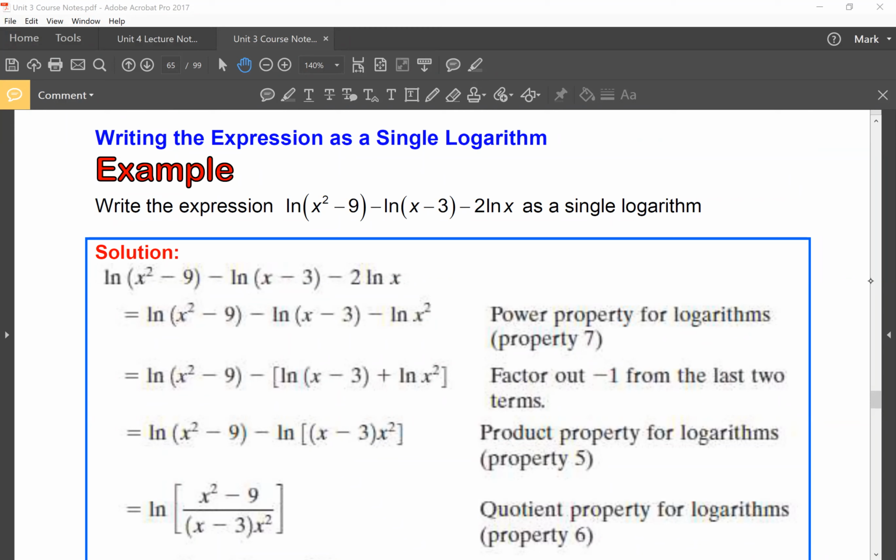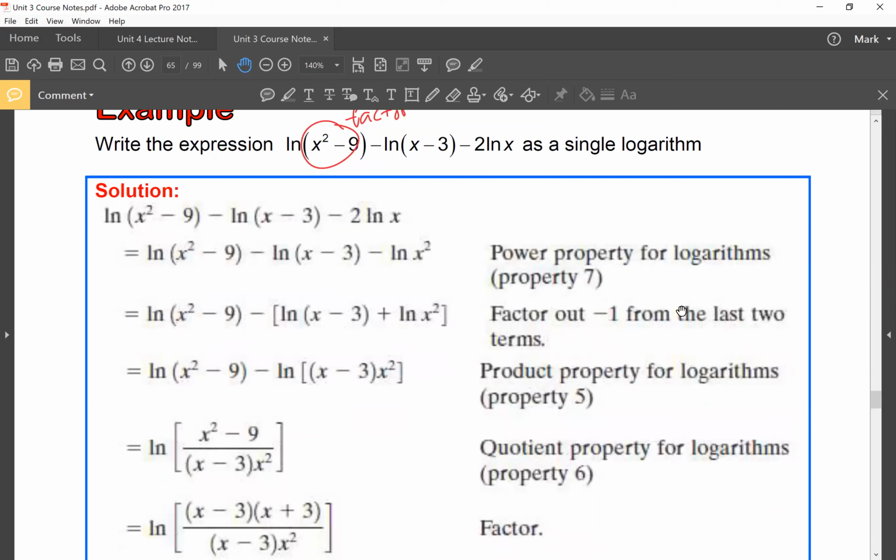This is a very challenging one because we can factor this. This is another difference of squares. The book really loves difference of squares in here. The question says write the expression as a single logarithm. So instead of expanding it to be big, we're trying to shrink it to be small. Step number one, I have all of these negative signs.